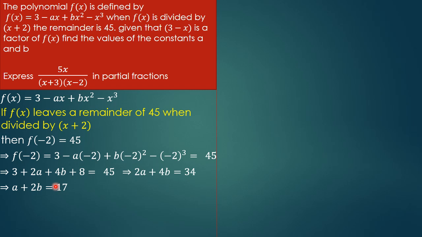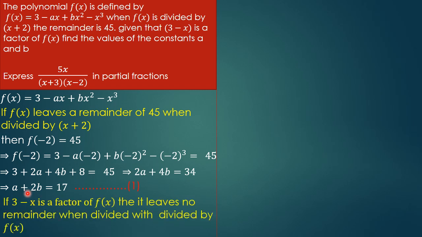We can call this our equation 1. Now, to use the next condition: if 3 minus x is a factor of f of x, that therefore means that it leaves no remainder when divided into f of x. That is very powerful. That is what we're going to use to solve this problem.